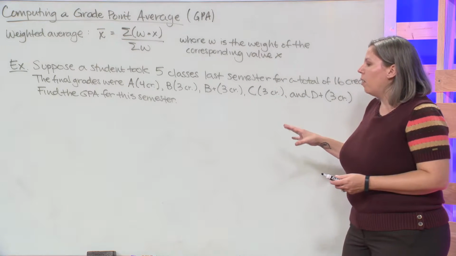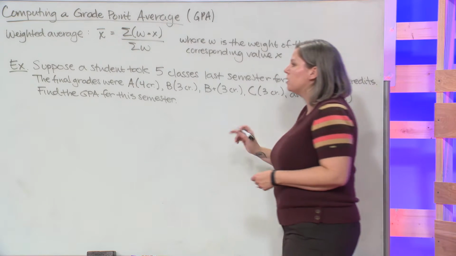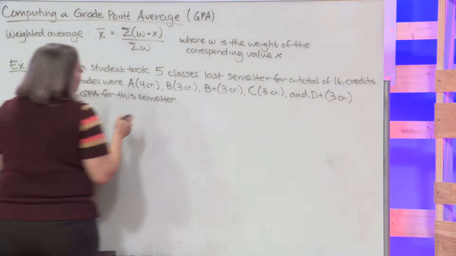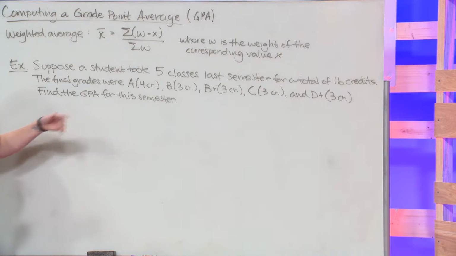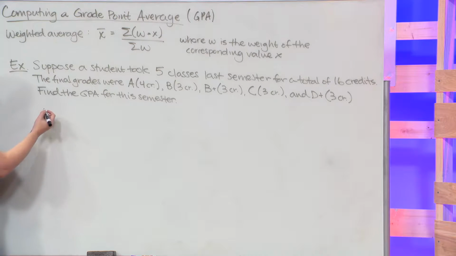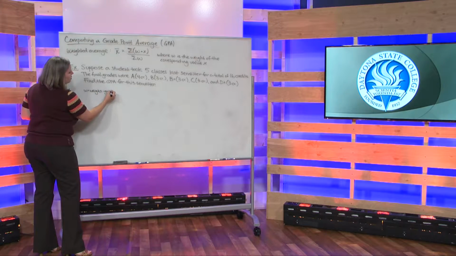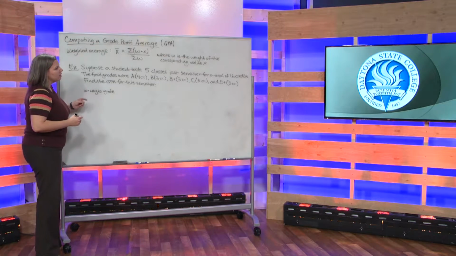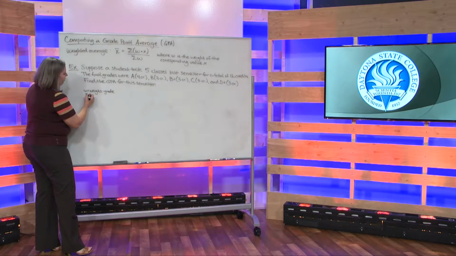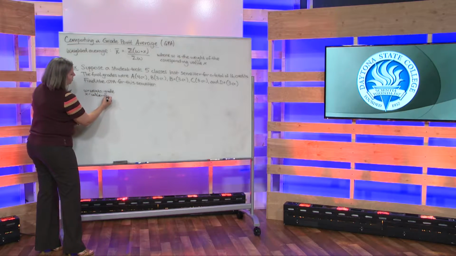So like I said, I want to use a little table to help me set up this particular problem. The first thing I'm going to do, though, is make sure I understand what my W and what my X is. So W is going to be the weight, or in this case, the particular value of the grade. The corresponding X value is going to be the credits.